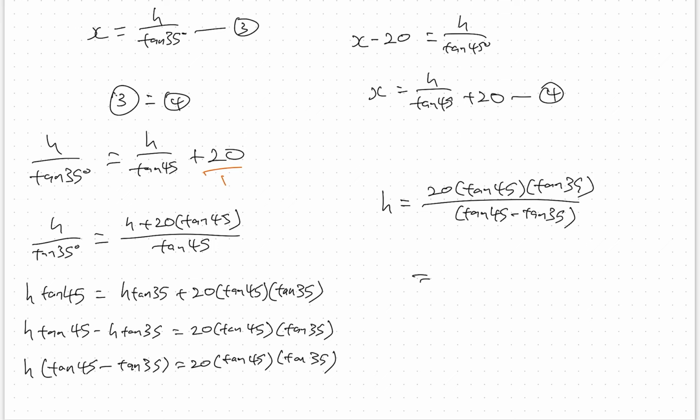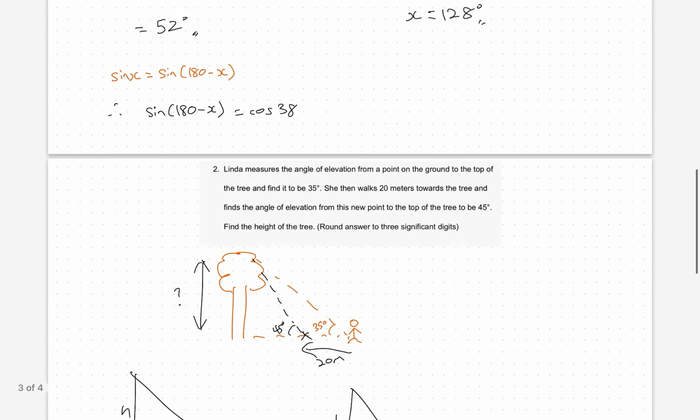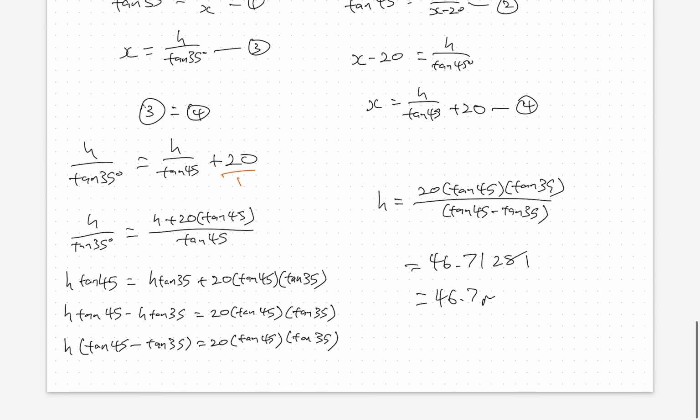Using our calculator, if we dial it out, we'll get 46.71. Yeah, that's what we'll get. So if we round it to three significant figures, we'll get 46.7, is it meters? Yeah, probably. 46.7 meters, three significant figures.